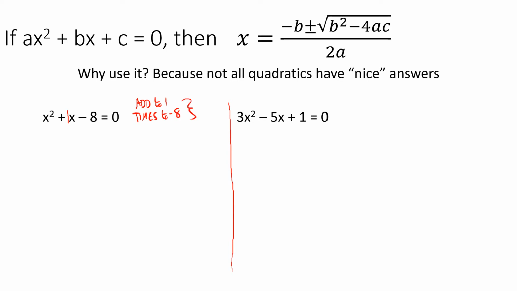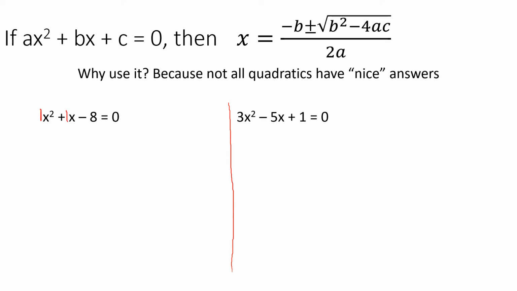Well, what times to make 8? 1 and 8, and 2 and 4, and that's it really in terms of whole numbers. And there's no combination of those numbers, plus or minus, that will add to 1. 4 minus 2 is 2, which is about the closest you can get. So what we need, and what the formula's for, is a more systematic approach. It allows us to always get towards an answer, even if it's unpleasant.